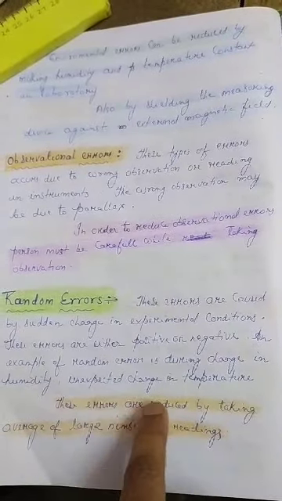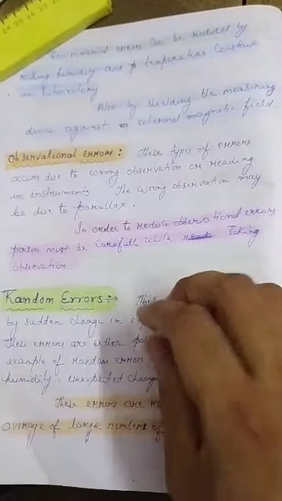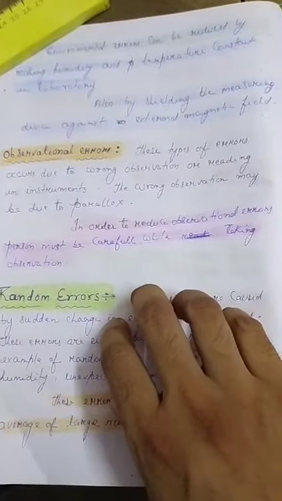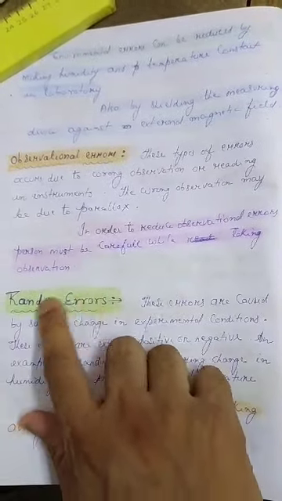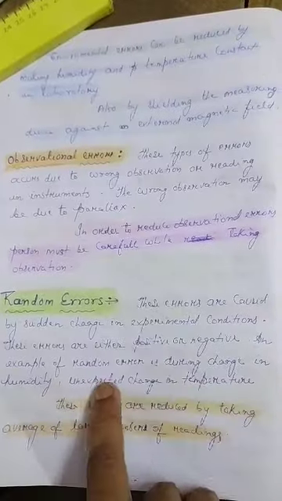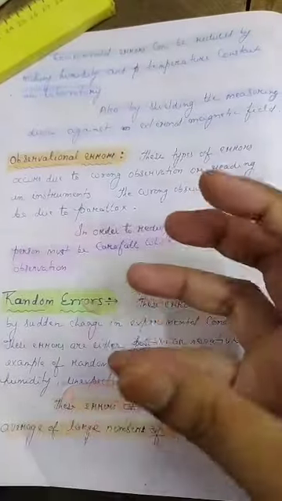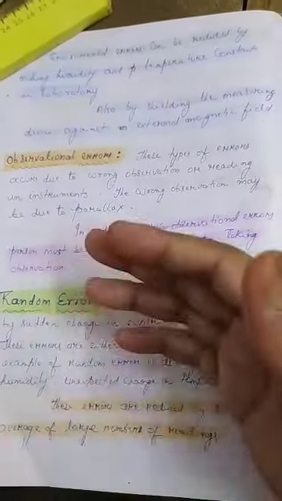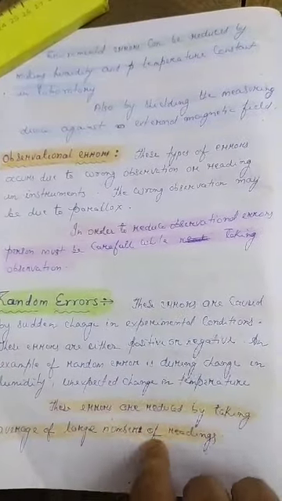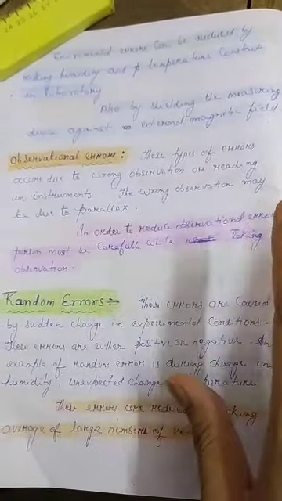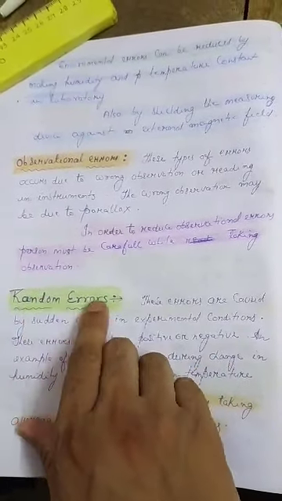These errors are reduced by taking the average of a large number of readings. For example, first you take the reading 6, second you get 6.1, third you get 5.9, fourth you get 5.8. Then all these are errors, that is, we are getting random error. Why? Due to unexpected change in temperature or humidity. So how to remove it? We will take a large number of readings many times, and just take the average. Many readings you have to take, add them and take the average. In this way you can reduce random error.